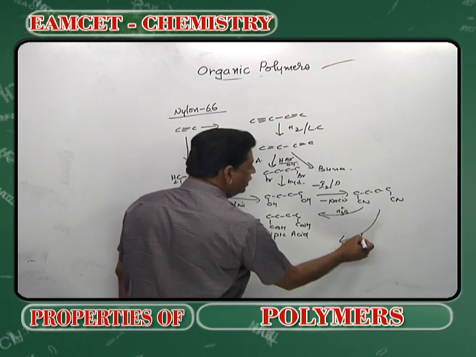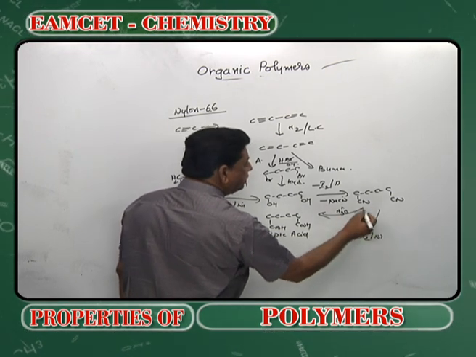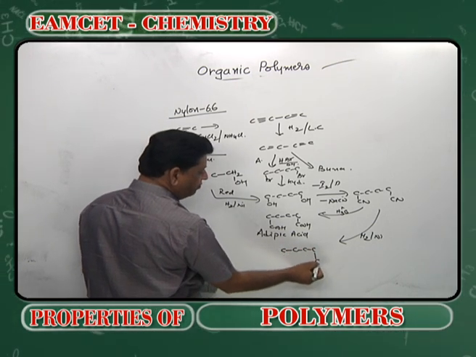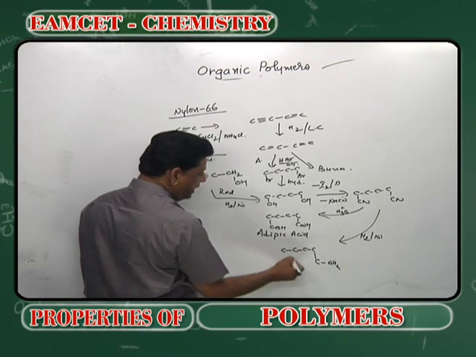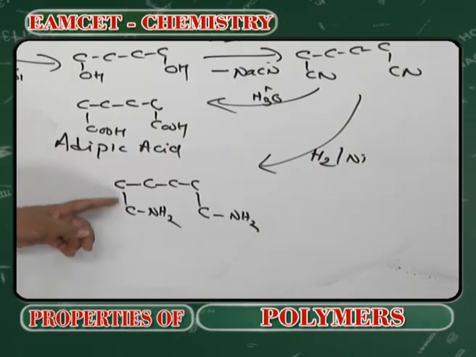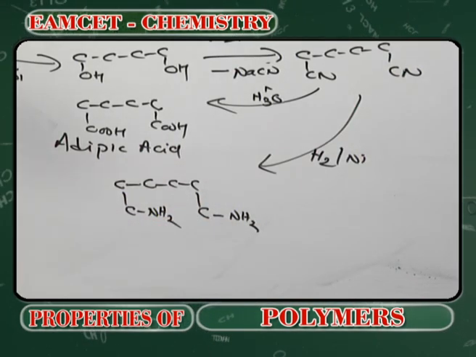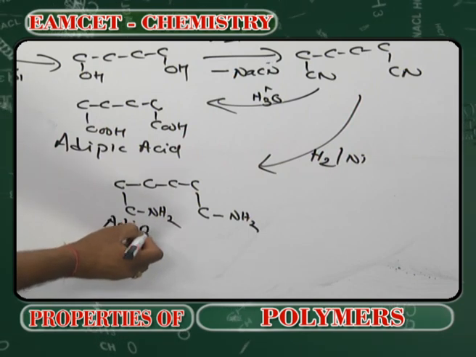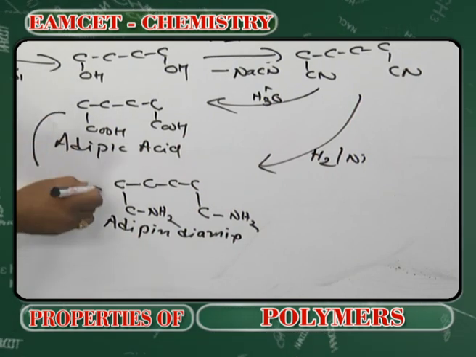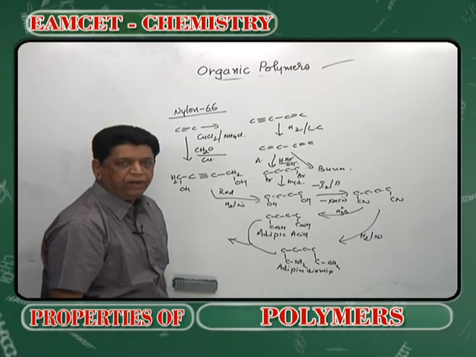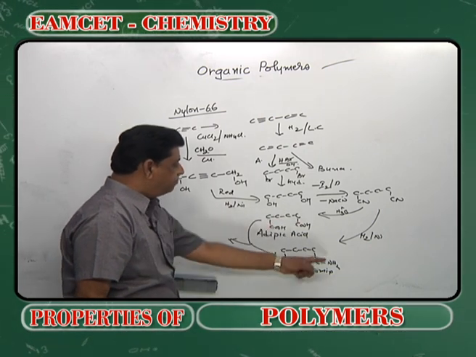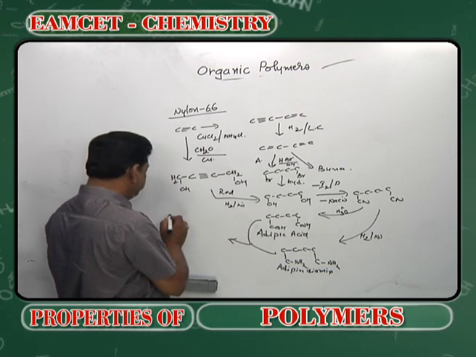On the other side, you reduce it with hydrogen and nickel. The cyanide becomes CH2. These are 4 carbons, in addition to the 5th carbon with NH2 and the 6th carbon with NH2. So, this is called adipine diamine. Now, these 2 compounds are polymerized together. It is a copolymerization, in fact, with a dicarboxylic acid and a diamine.